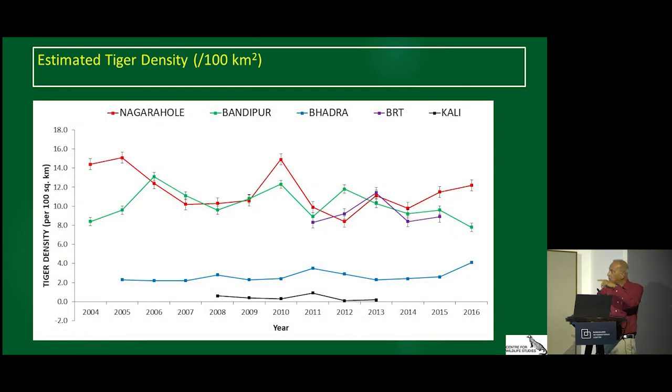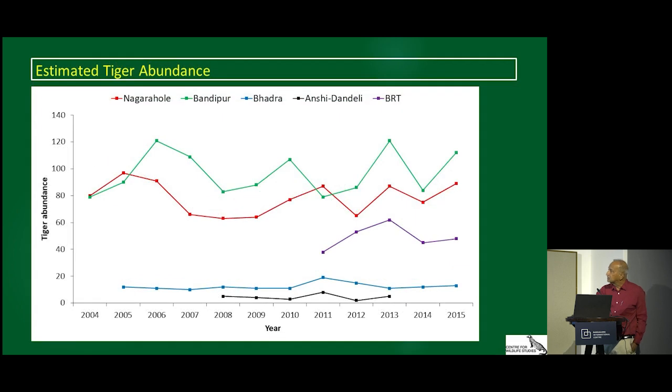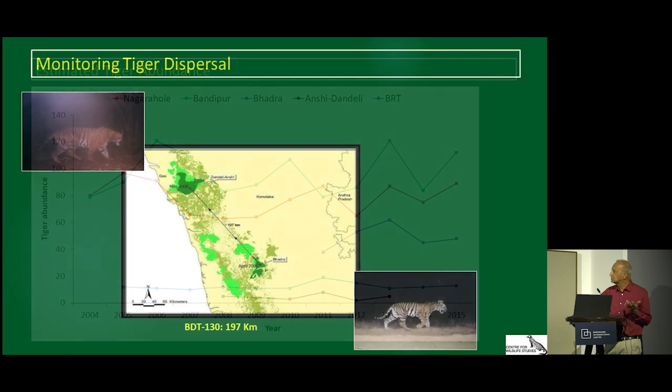And the data also showed tiger densities. Again, red is Nagarhole, green is Bandipur. You see they have very high densities. This is tiger numbers actually. The density multiplied by the area, and they are way above the other two parks. And this is the kind of data you need if you have to do scientific conservation. You can't do it based on storytelling.